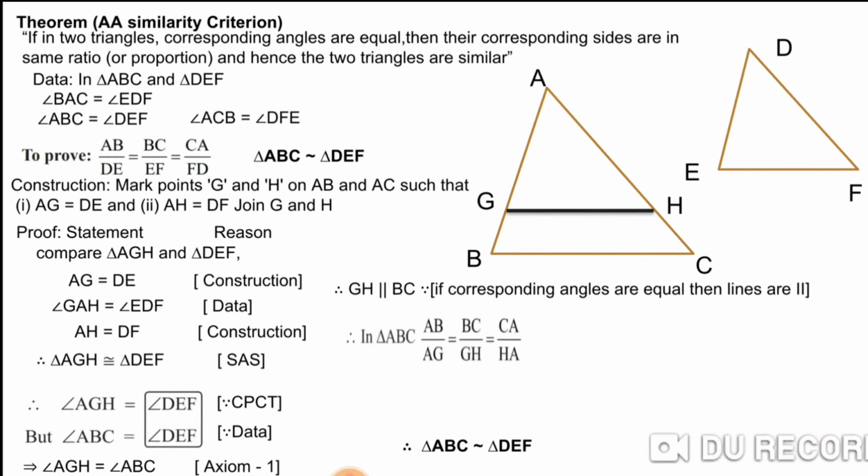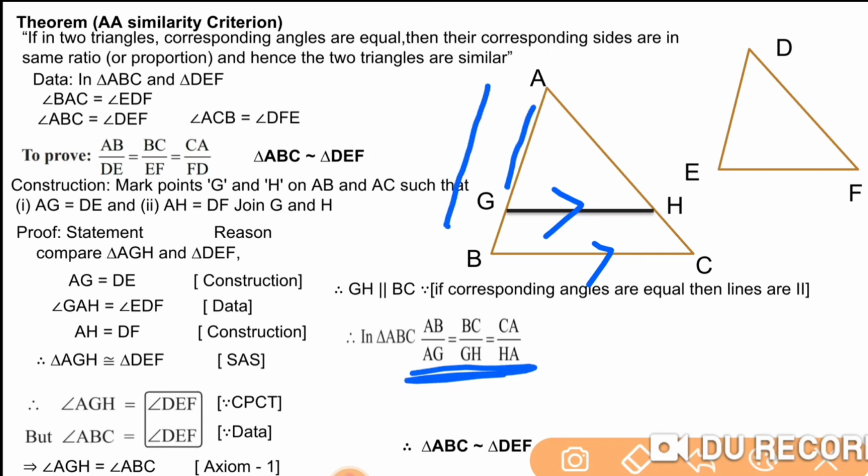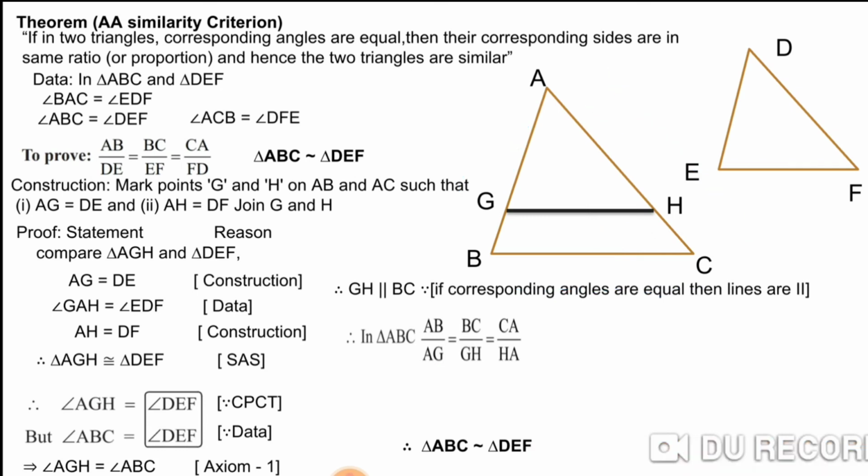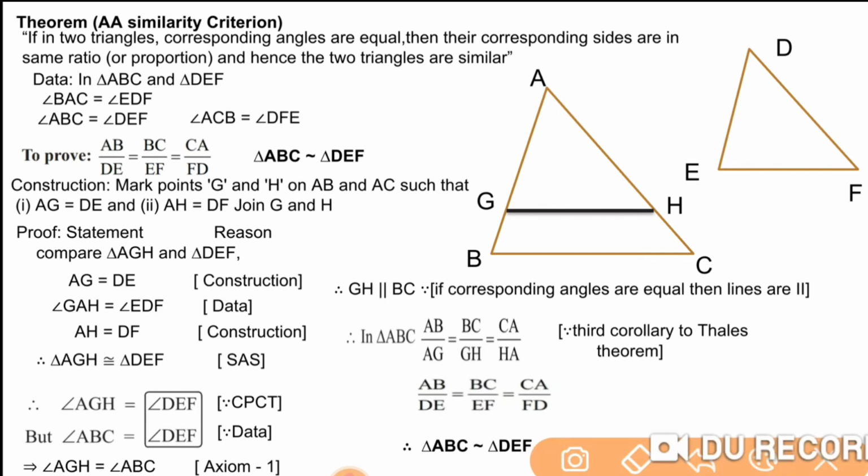So once we have proved that GH is parallel to BC, here I can apply the BPT and its corollary. What I have applied is, in these ratios, AB by AG, that is corollary 3, BC by GH and CA by HA. This is nothing but corollary 3 of BPT. So in the next step, what we did is, in the denominator, in place of AG, I have replaced it by DE.